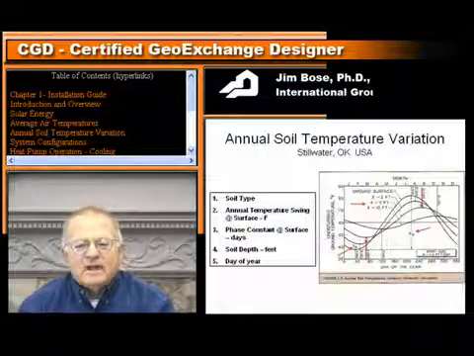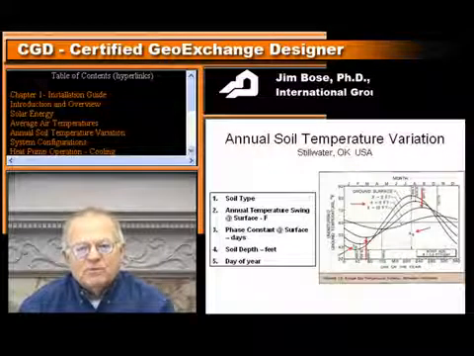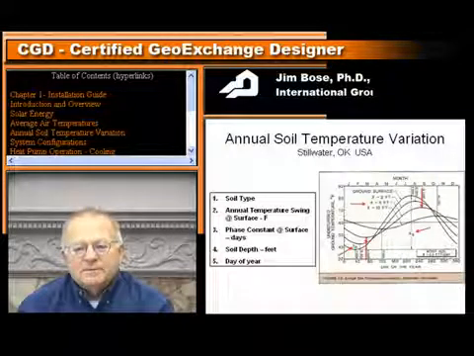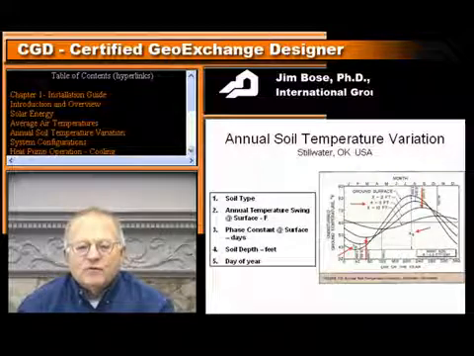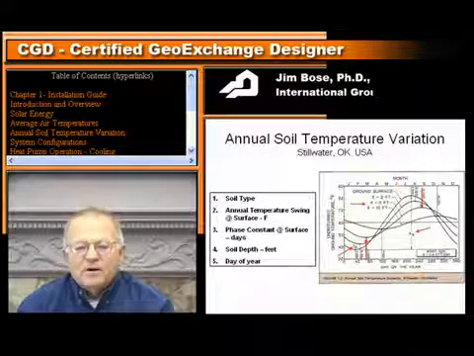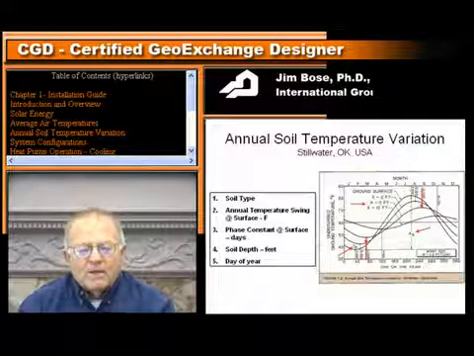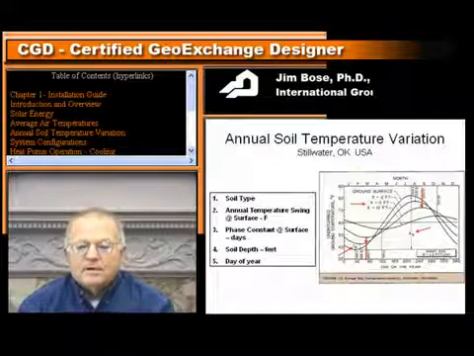Now, this is the annual soil temperature variation. What you saw previously was the annual air temperature variation. The soil temperature is much more moderate. You can see that at the ground surface, the curve with the largest amplitude goes down to a low of about 38 degrees Fahrenheit and up to a high of about 82 or 83.